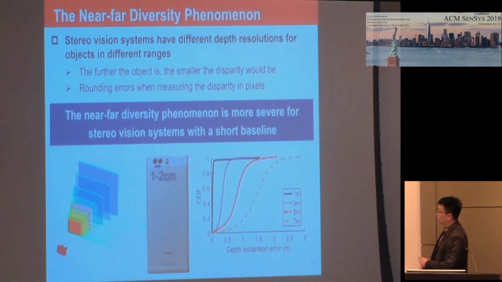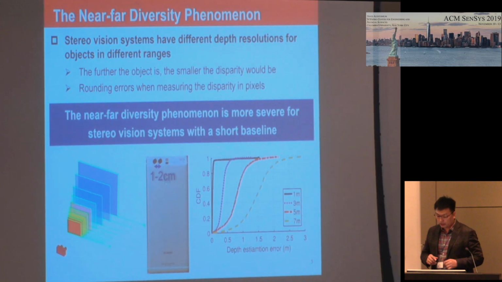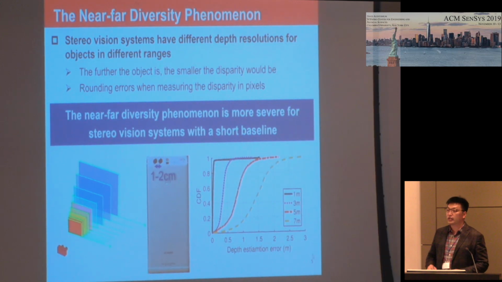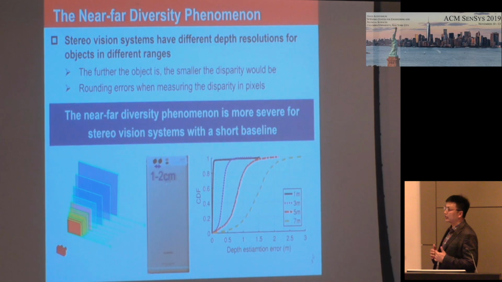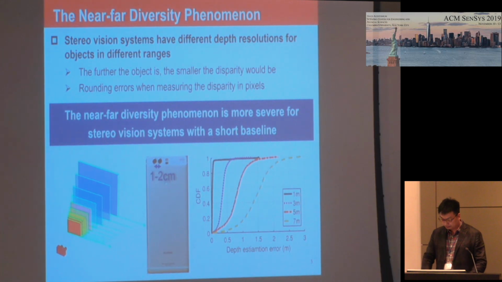For example, the dual camera on a smartphone is normally separated by about 1 or 2 centimeters. So this is a very short baseline. We did an experiment. If you use these dual cameras to directly measure the depth information of objects in different ranges, for example 1 meter, 3 meters, 5 meters, or 7 meters away, you will get different depth estimation errors. This is the CDF of errors.